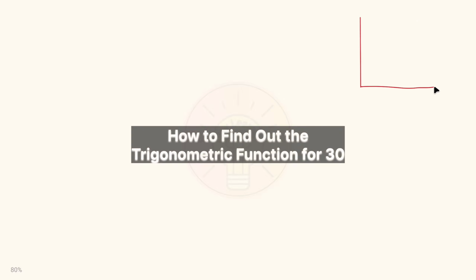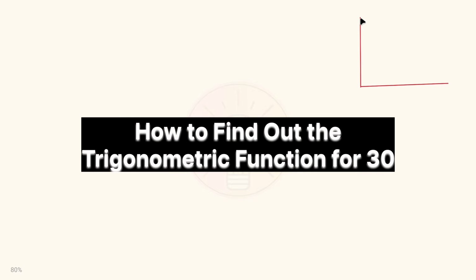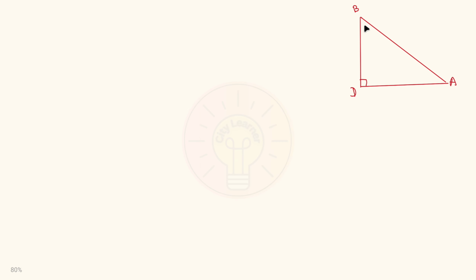In the previous video, we already discussed how to find the trigonometric functions for 60 degree. So today we are going to discuss how to find the trigonometric functions for 30 degree. We just have to rotate the triangle.